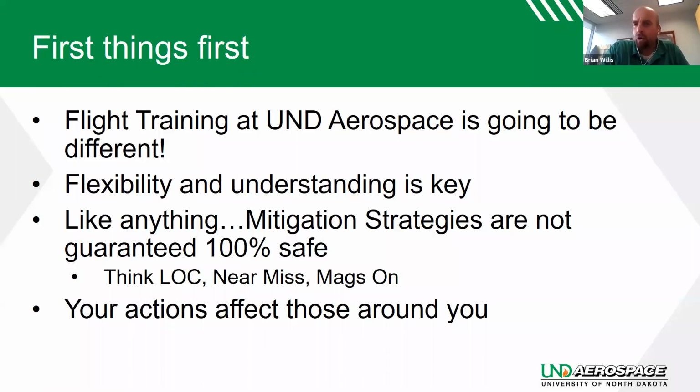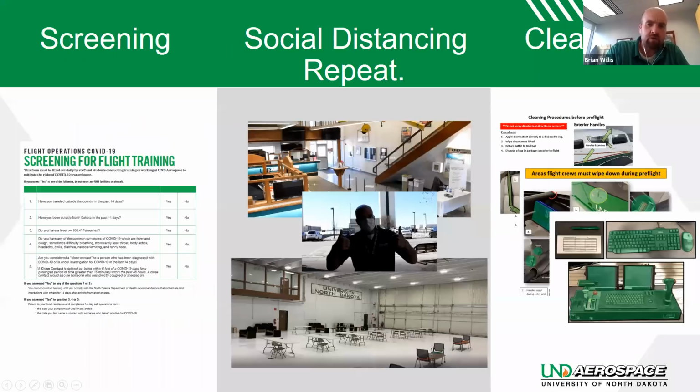So what we're doing out at the airport, some of the differences that you're going to see: the first thing, walking through dispatch, is that as a flight training student, you will be required to complete a screening form. That screening form asks questions such as: have you been internationally in the last 14 days? Have you traveled outside the state of North Dakota in the past 14 days? Do you have the common symptoms of COVID? Do you have a temperature? And lastly, are you considered a close contact? Have you been in contact with somebody who is currently undergoing COVID investigation or has tested positive?